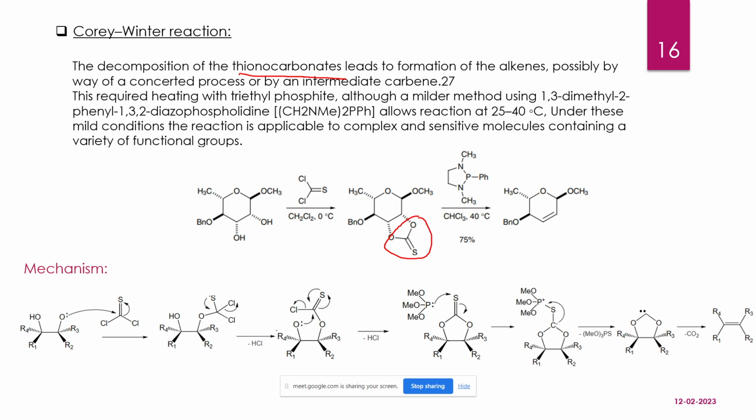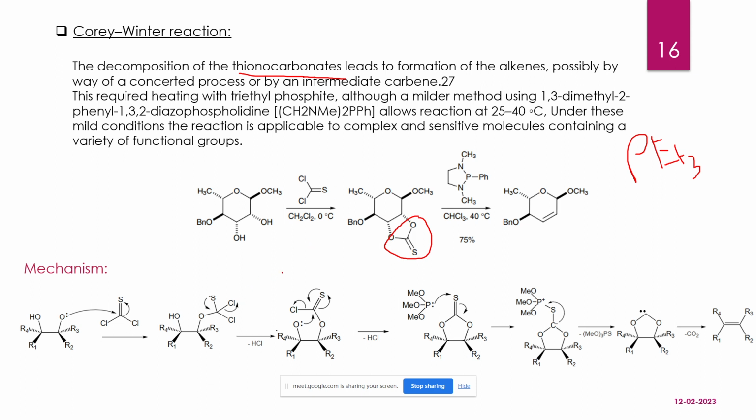By the reaction with triethyl phosphite on heating, we will get this type of product. Usually we used to use triethyl phosphite, that is P(OEt)3, but for this we need high heating. Nowadays we use this one to carry out the reaction at just a moderate temperature. Under this mild condition, the reaction is applicable to complex and sensitive molecules containing a variety of functional groups.